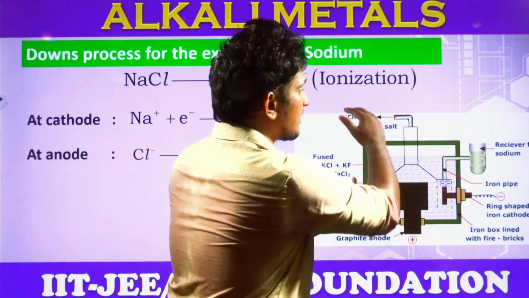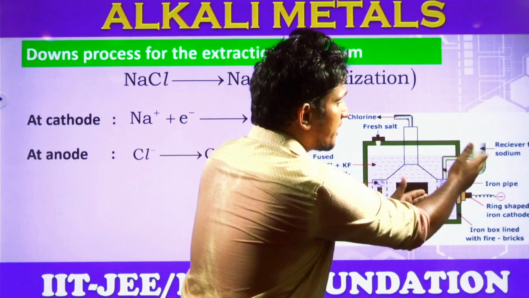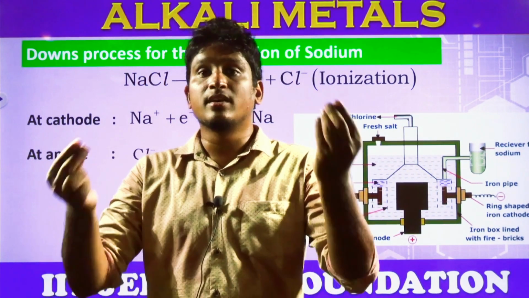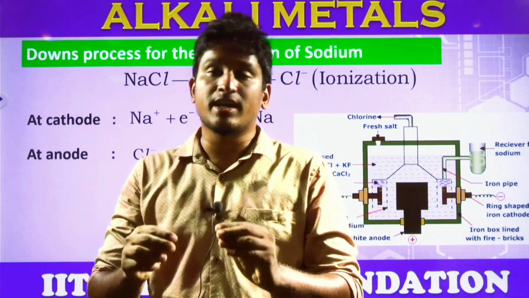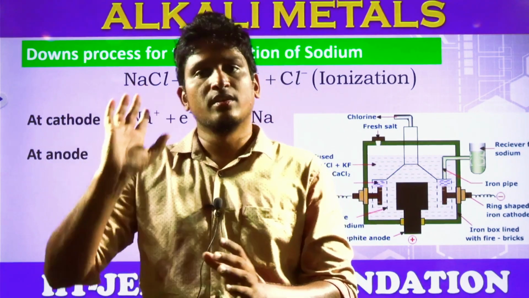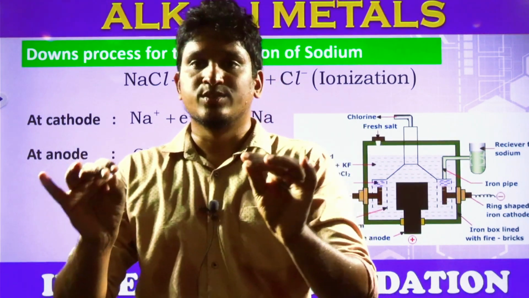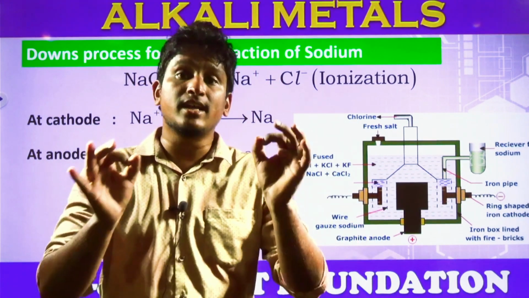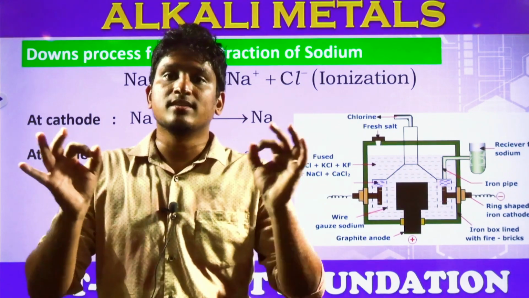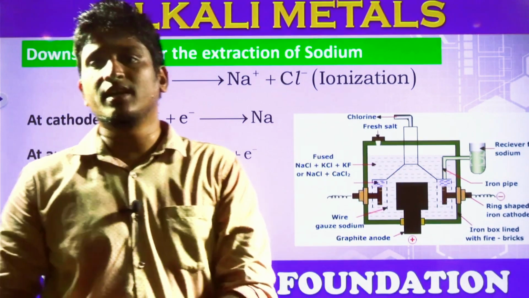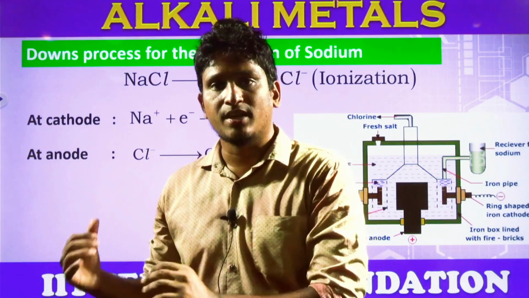From here we can collect the chlorine gas, and from here the sodium will be collected into this receiver, where it contains kerosene, so that the synthesized sodium cannot react with the oxygen or the atmosphere gases. So that's how we can synthesize sodium from this process, students. Almost 99% pure sodium we can synthesize under this Downs process. Here the main points are the reactions which are happening at cathode and at anode.